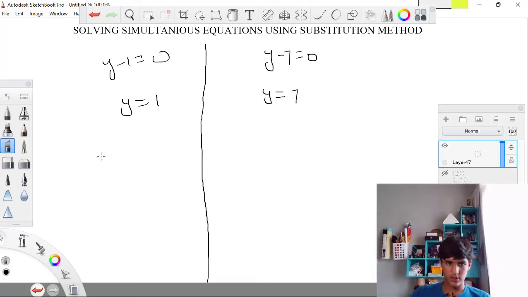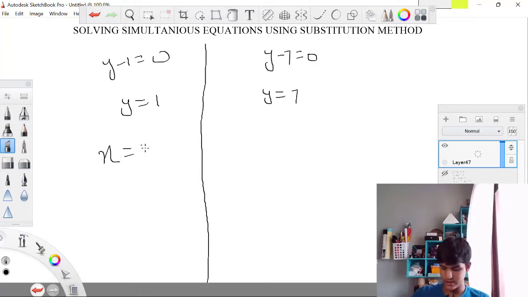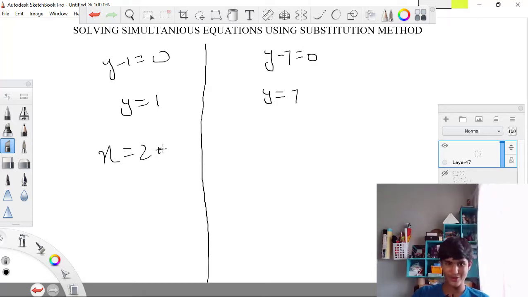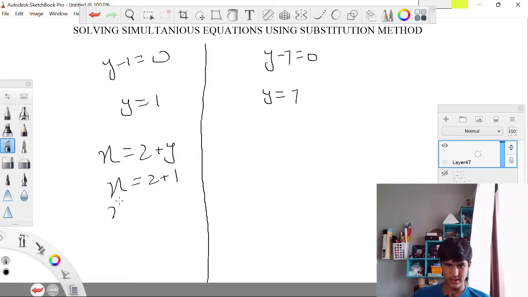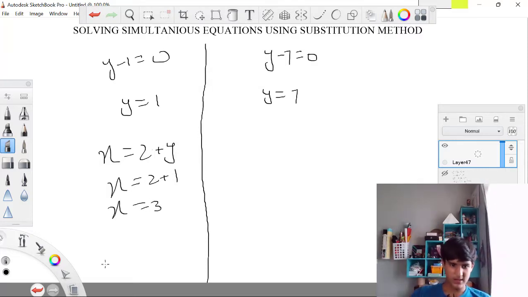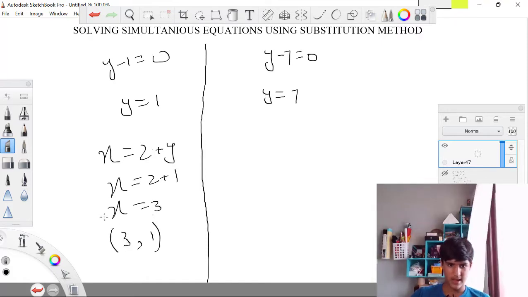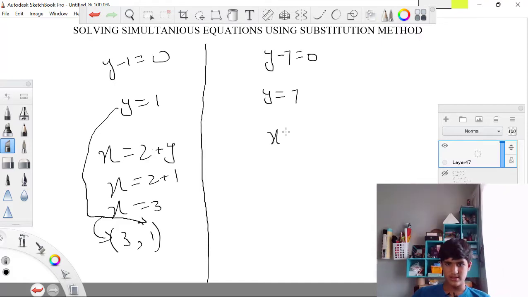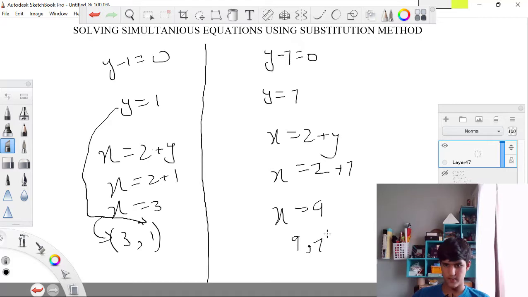Now the original equation that we had was x is equal to 2 plus y. So x is equal to 2 plus 1, which is x equal to 3. So one of the answers we have is 3 comma 1, the x and the y. x is equal to 2 plus y, x is equal to 2 plus 7, x is equal to 9. 9 comma 7.